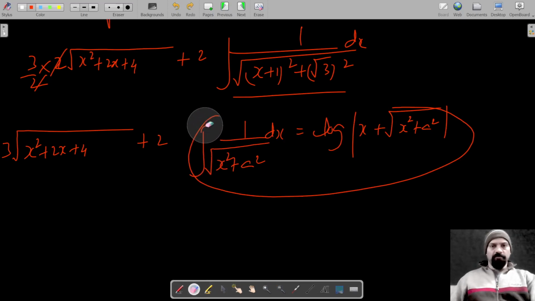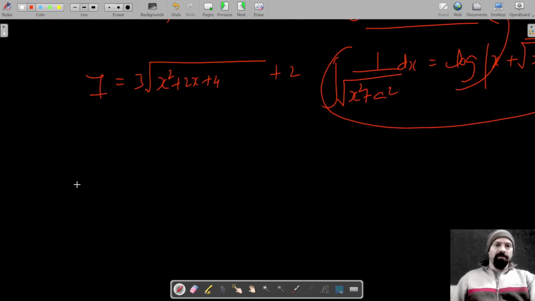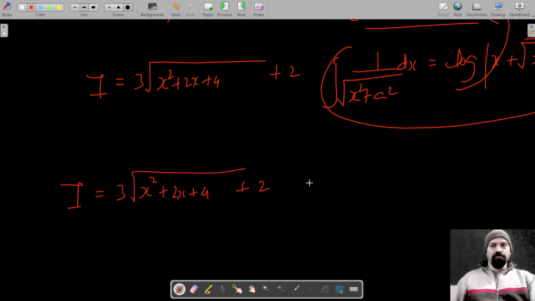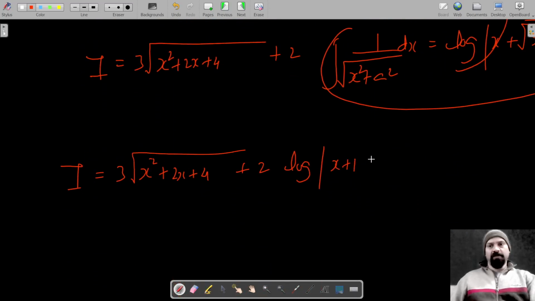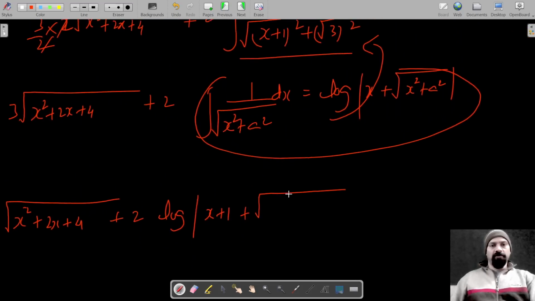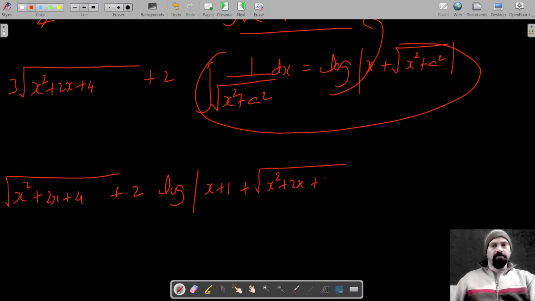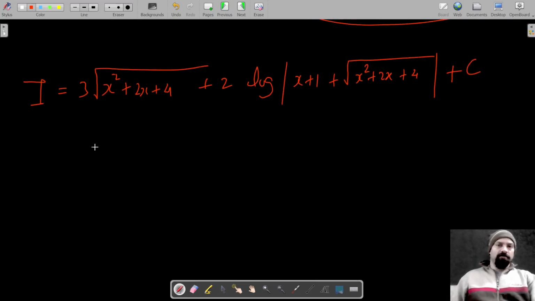So I'm going to use this formula and implement it here, which gives me I is equal to 3 under root of x square plus 2x plus 4 plus 2 log of x, where x is x plus 1, plus under root x square plus a square, which, if we open this, will be x square plus 2x plus 4, and plus c. Okay, so this is our final integration.